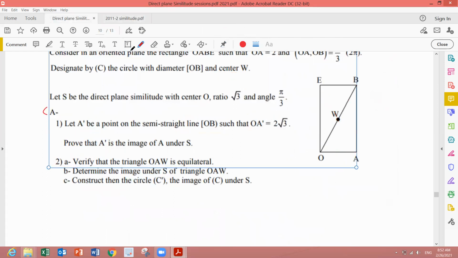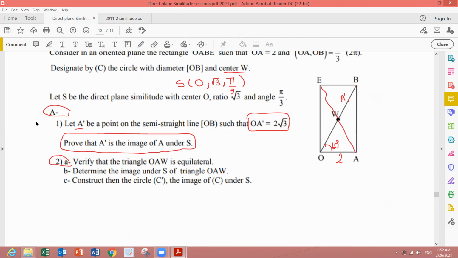Okay, part B. Determine the image under S of the triangle OAW. No, determine the image of the triangle OAW. It is another triangle, equilateral triangle.